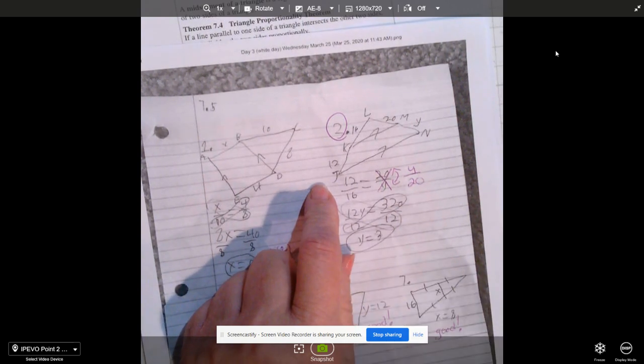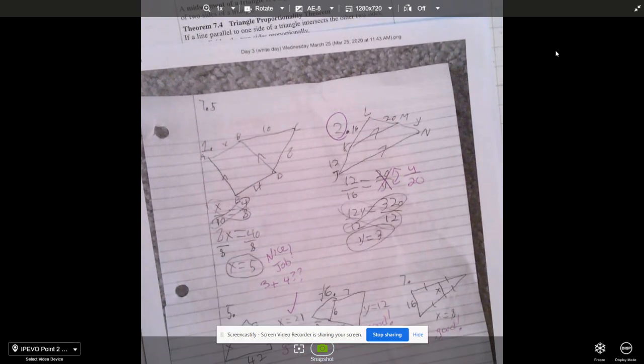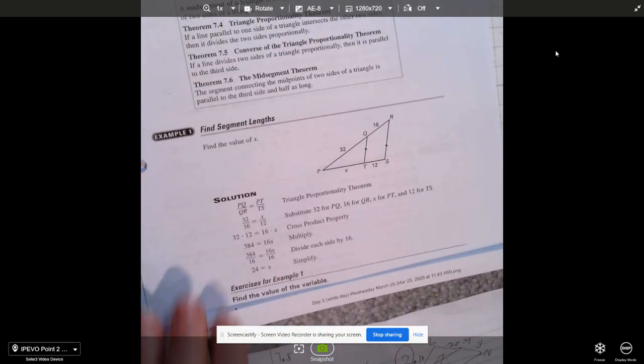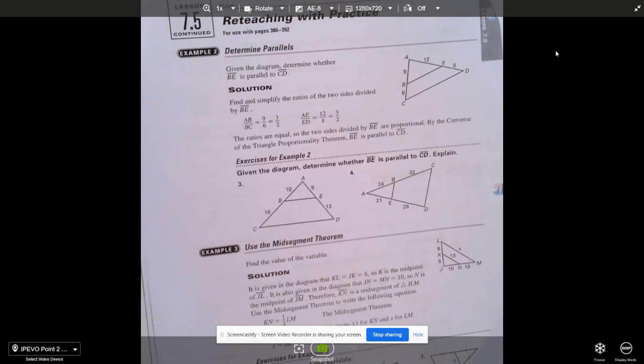And then when you cross multiplied and simplified, it would have come out a little bit nicer than what your answer did come out to. So that was number 1 and 2. Nice job on that. You skipped number 3 and 4, so I want to go over those to make sure that you understand how to do that.